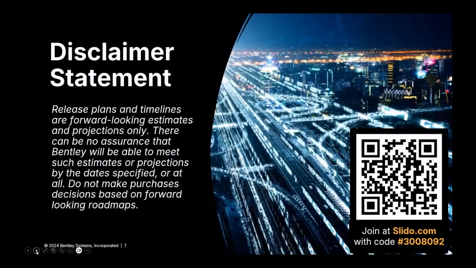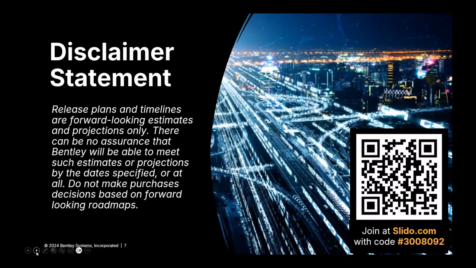We do have a disclaimer statement that we do need to read because we're going to be talking about the newest software out there. We're going to be talking about the unreleased OpenRoads 24 software. Because it hasn't been released yet, we legally do have to give you this disclaimer that our release plans and timelines are forward-looking estimates and projections. We can't make assurances that we'll be able to meet such estimates and projections by the date specified. Please don't go make stock purchasing decisions based on this. That said, of course, we're trying to give you the most honest and up-to-date information we can on this.